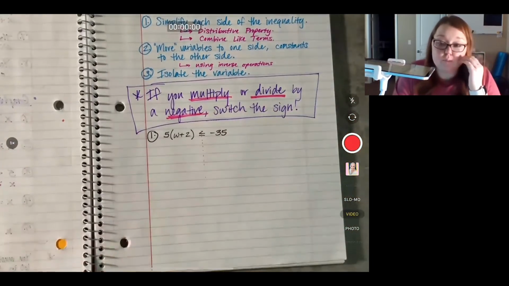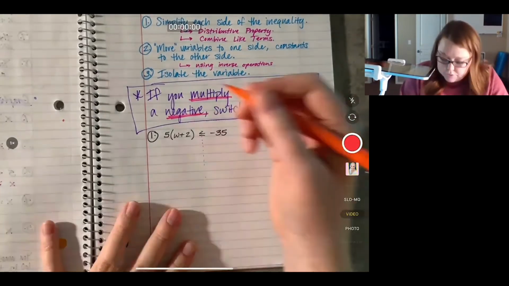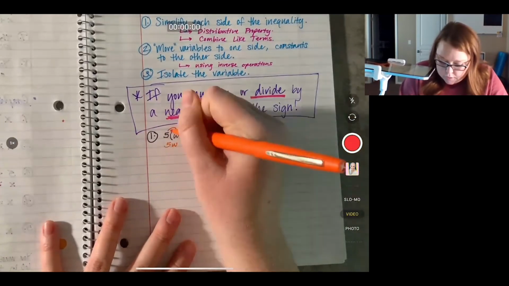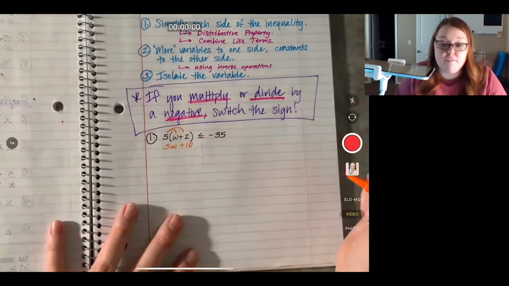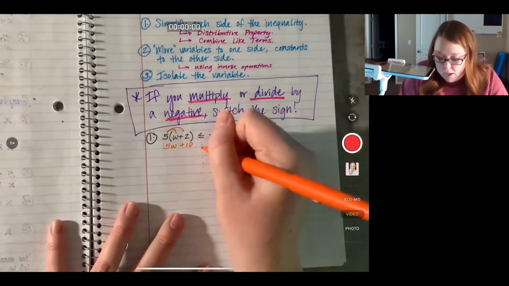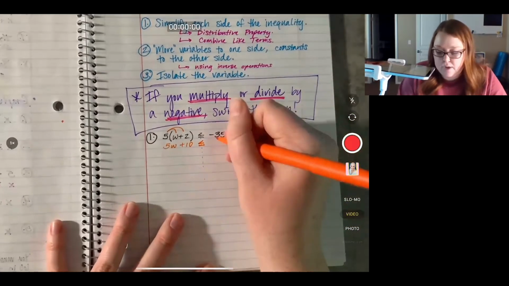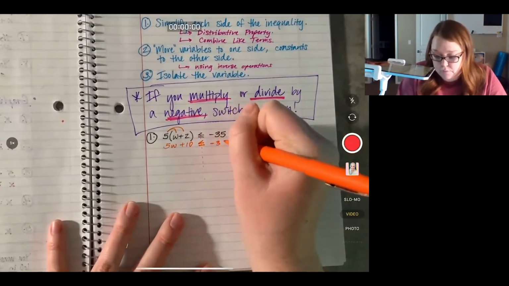Is there any simplifying to do? Yes, distributive property. Let's do it. 5 times w is 5w. 5 times 2 is positive 10. So we have 5w plus 10 on the left side. I'm going to drop down my symbol, less than or equal to. And then on the right side, there's not even a variable over there. It's just a single constant. So you just drop it down. There's no simplifying to do.